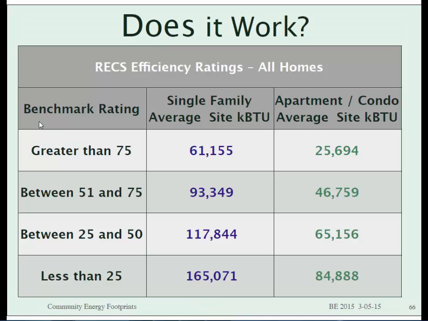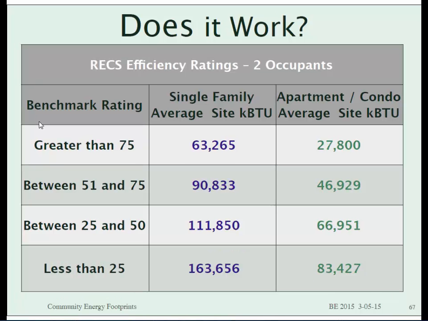So does it work? What I wanted to make sure is that homes with high ratings weren't simply performing better than predicted by the models, but that they're actually using less energy overall. And what I did is I went back and rated all of the RECS survey homes, so 12,083 homes, and grouped them into quartiles. And what I found is that, yes, indeed, the homes with the higher ratings are using less energy overall, and this is true for both single-family homes and for apartments or condos, you can see here. Significantly less energy. And this also holds true if you only look at a subset of that data, which is apartments or homes with 2 occupants only. The same pattern holds true. High rating, low energy use.